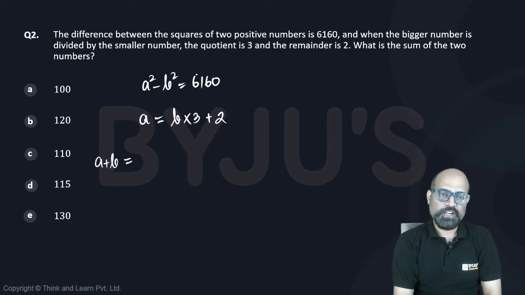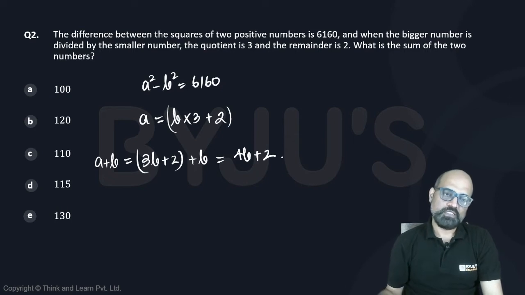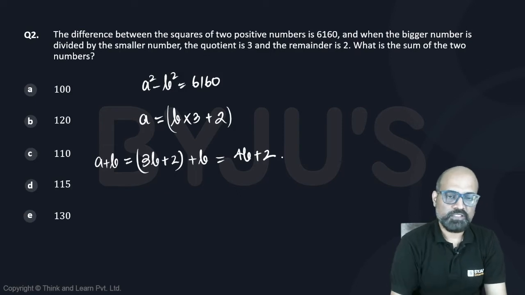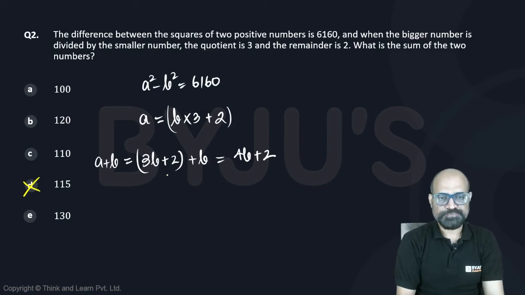Now it will become very difficult if we substitute a with this given expression. It will be very calculative. So can we say a plus b is nothing but 3b plus 2 plus b, and this will be equal to 4b plus 2. Now putting these values in the options, we will be able to generate the answers relatively faster. First of all, 4b plus 2 will be even no matter what, so 115 doesn't make sense. So let's start with 100.